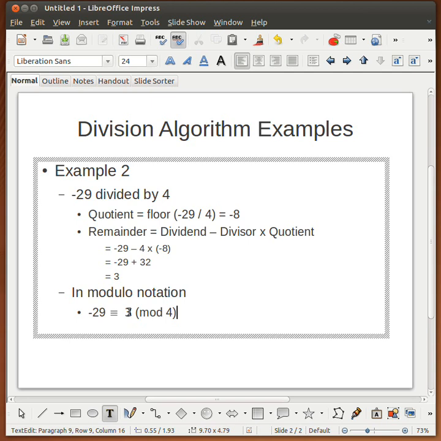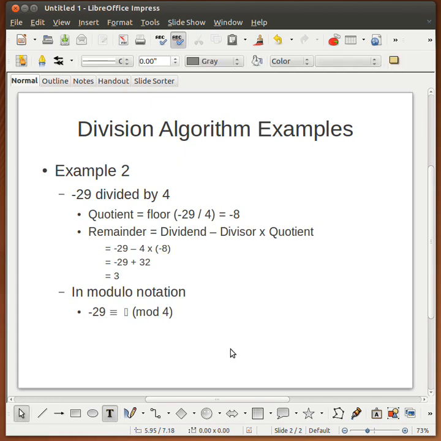But now, by using this division algorithm and calculating the remainder with the help of this definition and using the notion of floor, we are able to understand exactly why this makes a lot more sense. And it also agrees with the fact that anything modulo 4 should be ranging between 0 and 3. Now let's take a look at the third example.